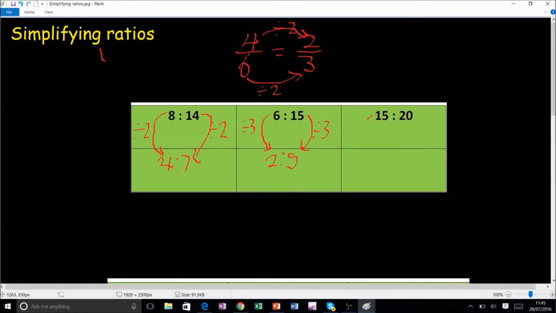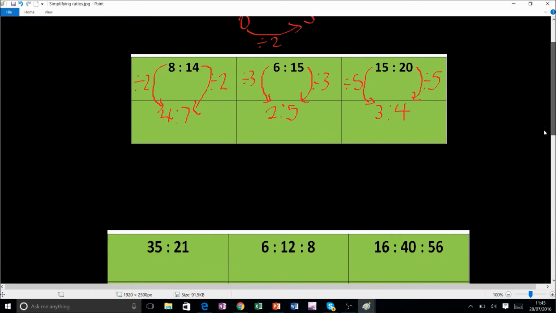Now again for this one, 15 and 20, the biggest number that goes into both of them is 5. So we're going to divide both sides by 5. 15 divided by 5 gives us 3, and 20 divided by 5 gives us 4. So it's been simplified to 3 to 4.